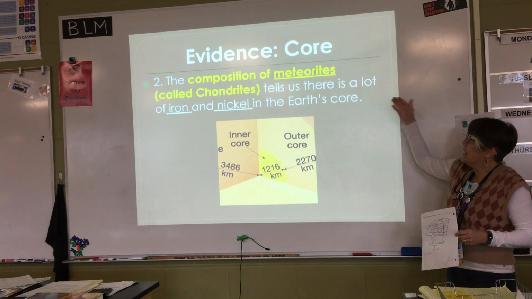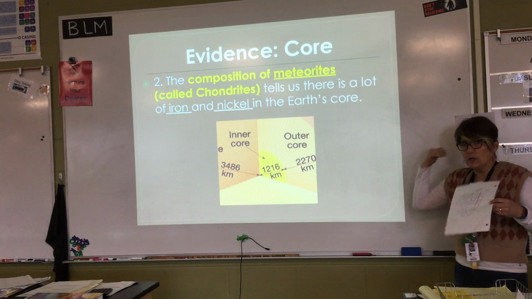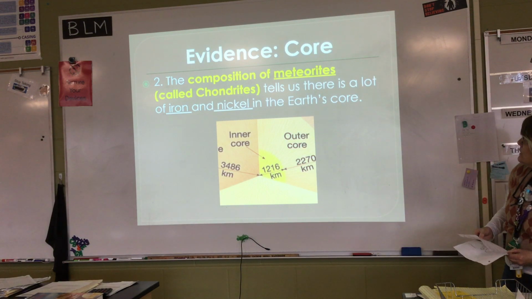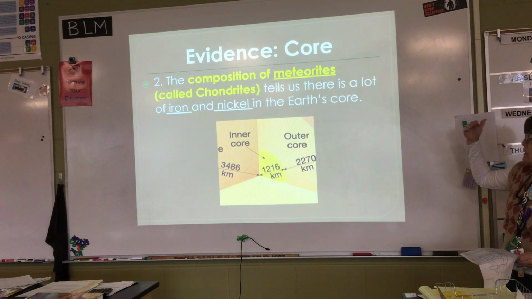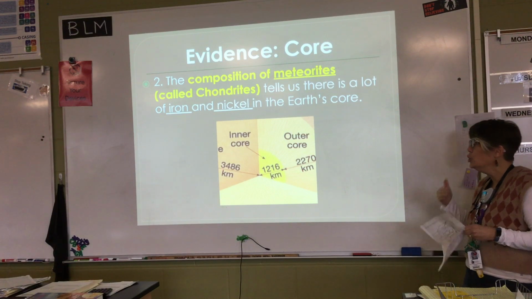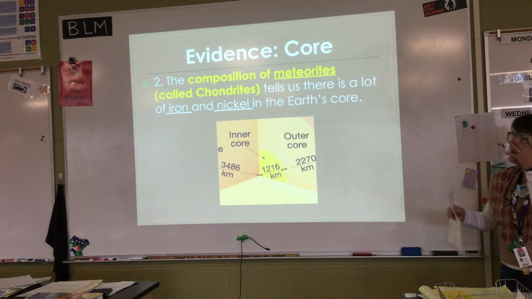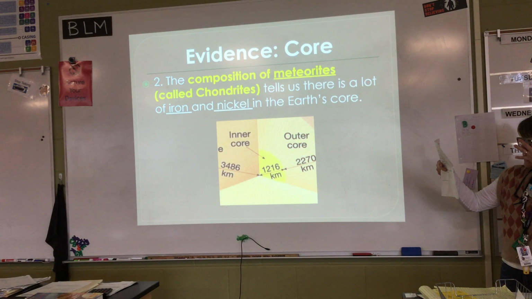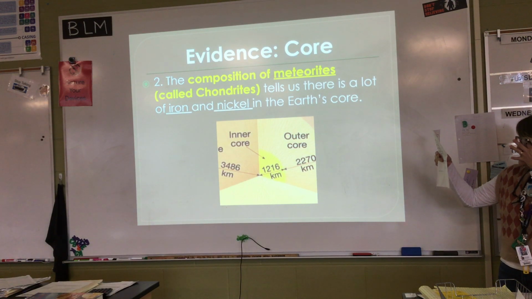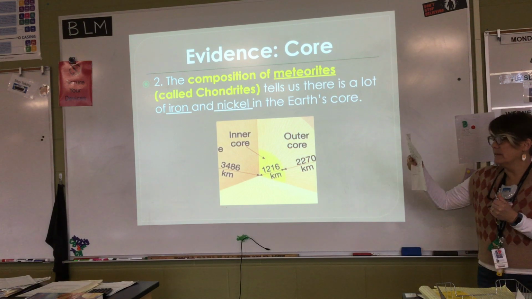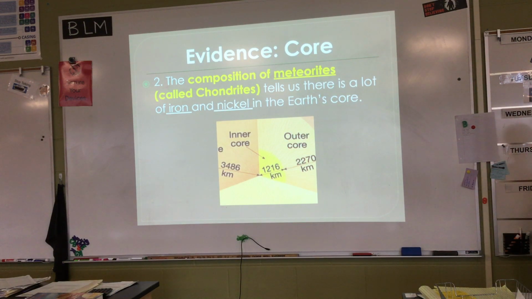If we break a meteorite open and look at the inside of it, we can assume that's what the inside of our Earth is like. And I want to show you that in a minute. The composition of meteorites, called chondrites, tells us there's a lot of iron and nickel in the Earth's core. So again, you're looking for the underlying stuff.